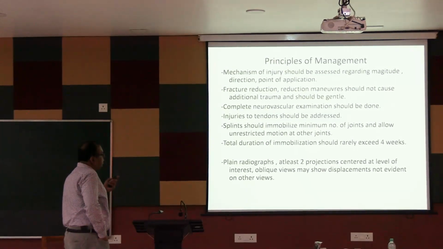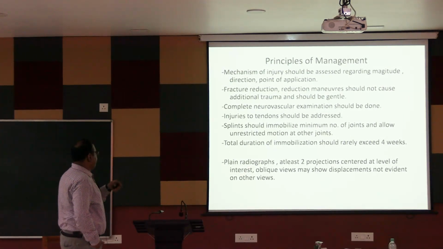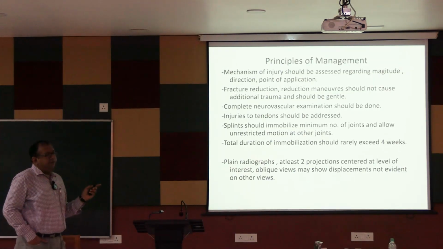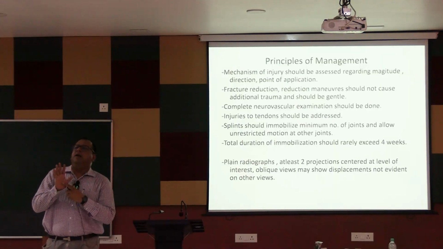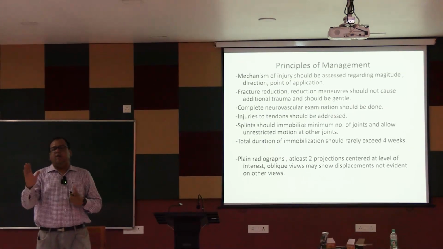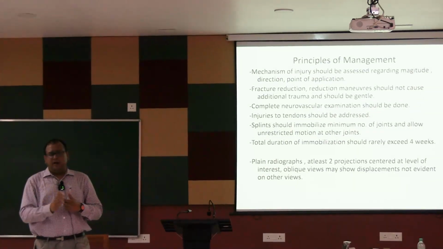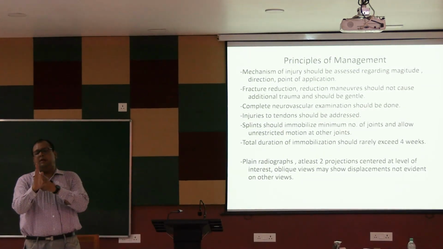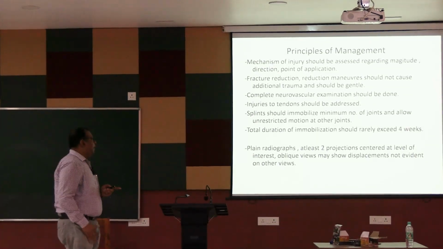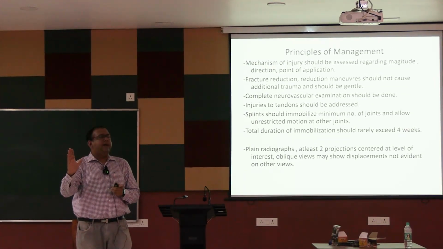So next we come to the orthopedic point of view. Radiographs, at least two projections centered at the level of interest. Oblique views, if you're getting an X-ray of a hand done, right, you always get an AP and an oblique view. You do not get a lateral view done, because in the lateral view all the bones are overlapping and you will not be able to see an individual fracture there. So it's always AP and oblique.